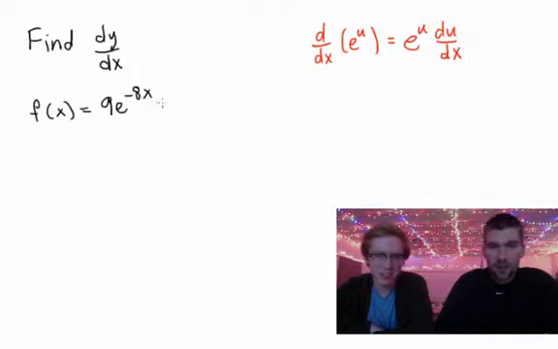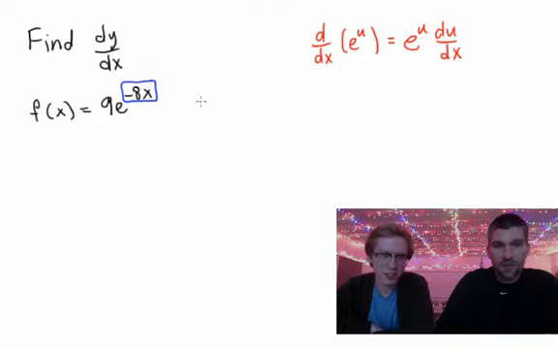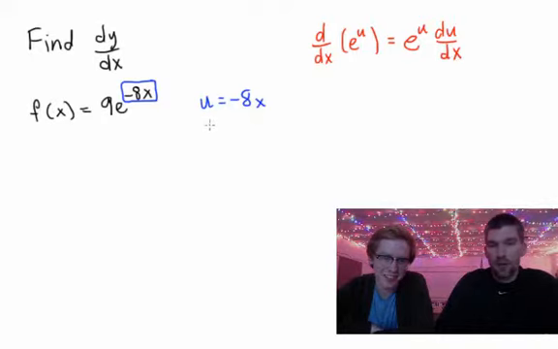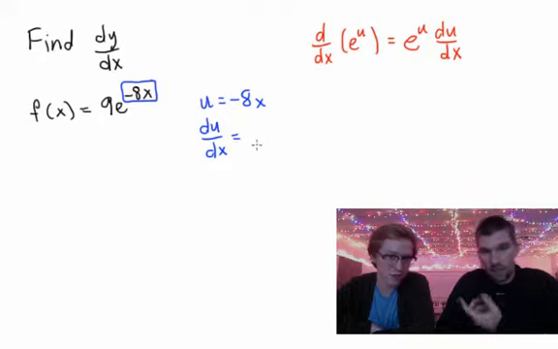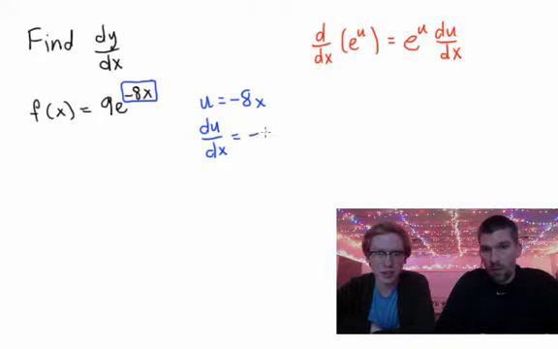So let's look back over here at our problem. I see the potential u here. What do you think our potential u is going to be? Negative 8x. That's a great call. So if u equals negative 8x, what's my derivative going to be? Because we obviously need that. The derivative of u here would just be negative 8. You got it.